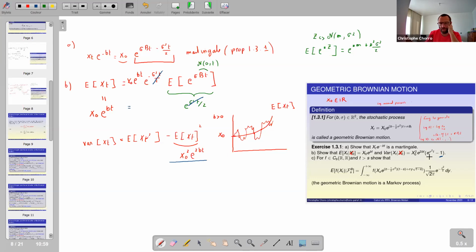So let's compute the first term. I just plug inside: it is the expectation of X_0 squared exponential of 2bt minus sigma squared over 2 t plus 2 sigma B_t. Once again, I can remove all the part that is deterministic from the expectation.